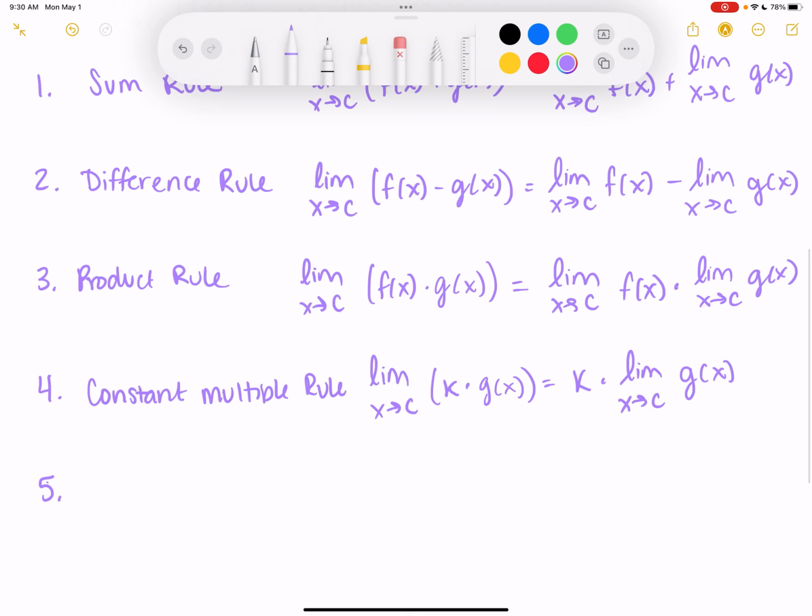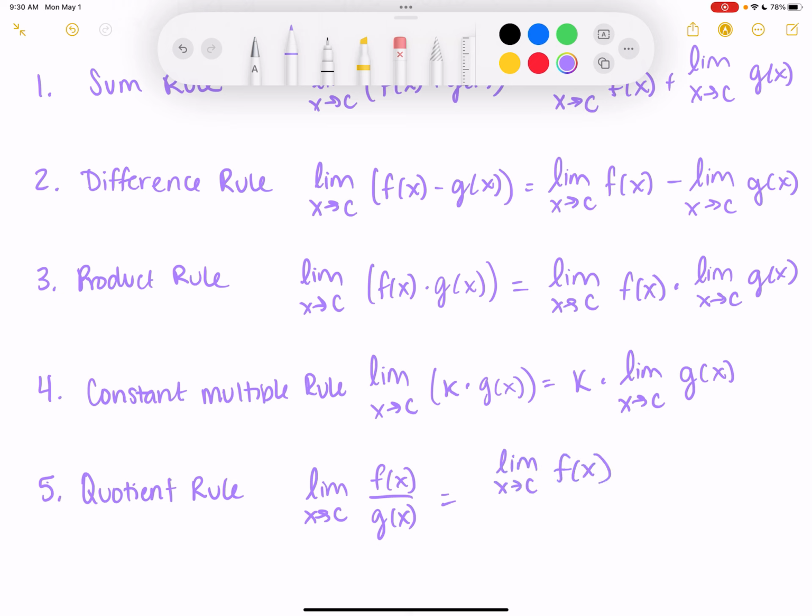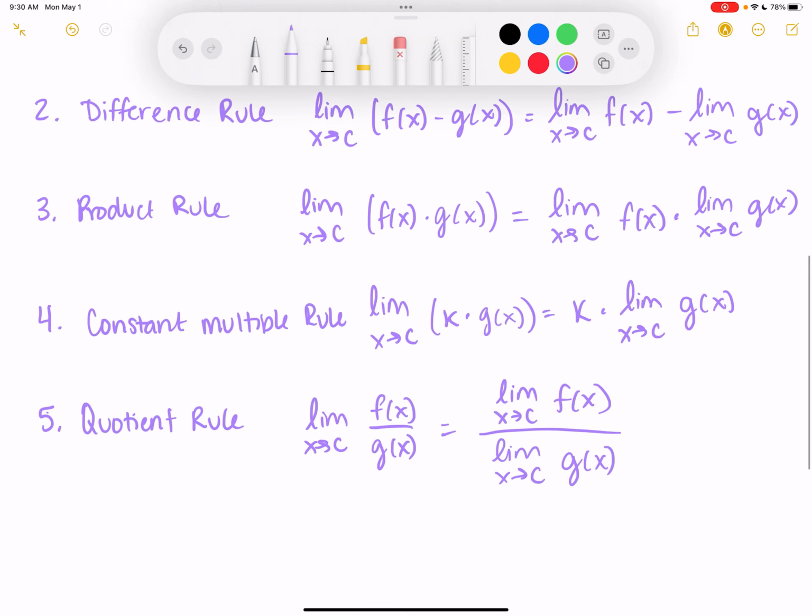Next, we have the quotient rule. So this is the limit as x approaches c of f of x over g of x. And probably no surprise, this is the limit as x approaches c of f of x divided by the limit as x approaches c of g of x. Now, this is obviously something to note, provided the limit as x approaches c of g of x is not equal to 0, because then that would make it undefined.